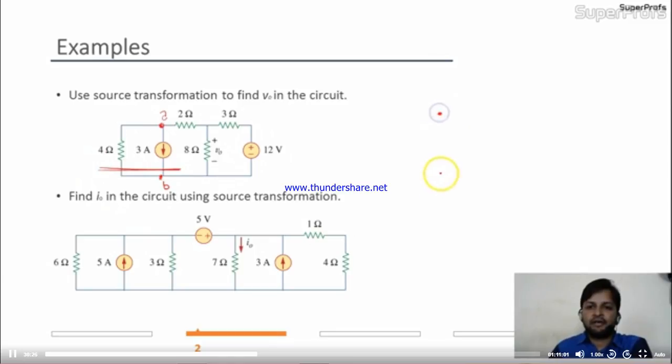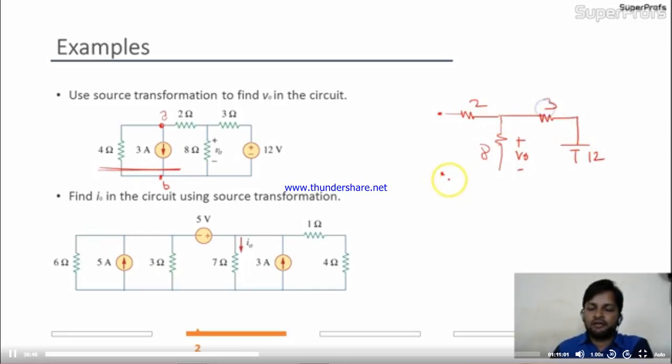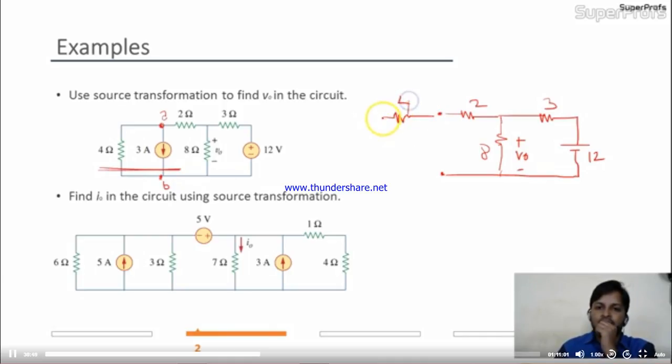Remember, the circuit parameters should not change. This is 2 as it is, this is 8 as it is, and this is V0 we have to find. 3 and 12. Okay. And across this we'll replace this entire circuit by 4 and the battery. See, this is the battery. The current is going A to B in this circuit while replacing this.